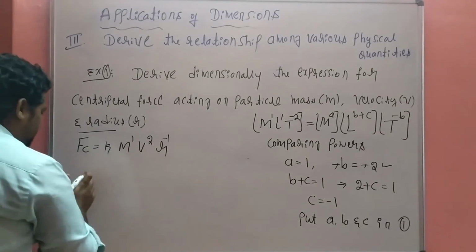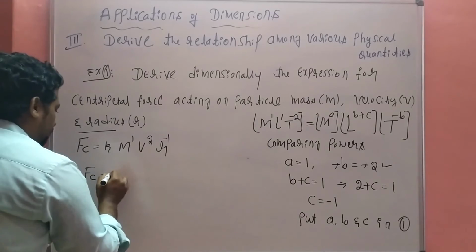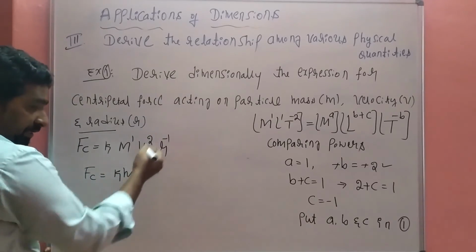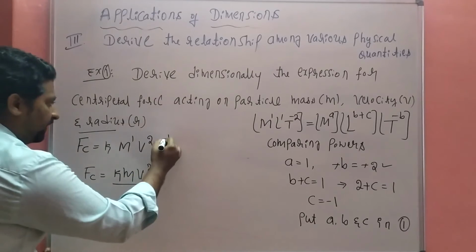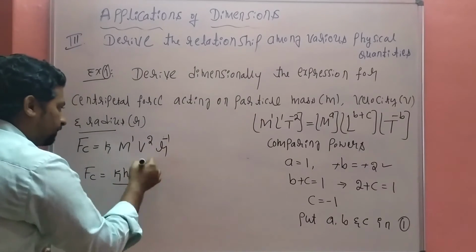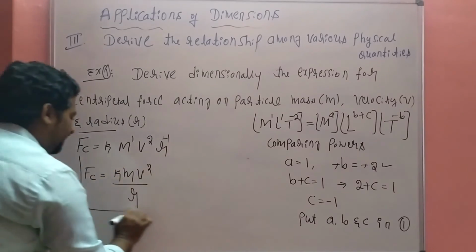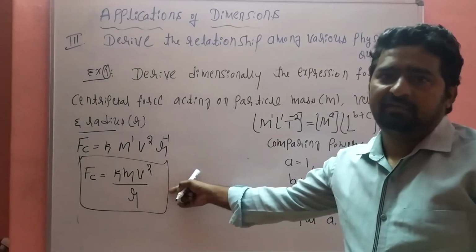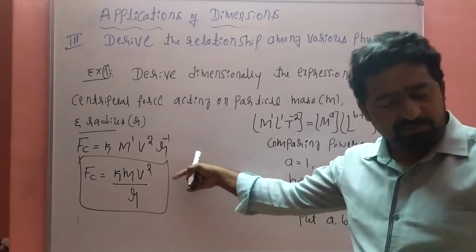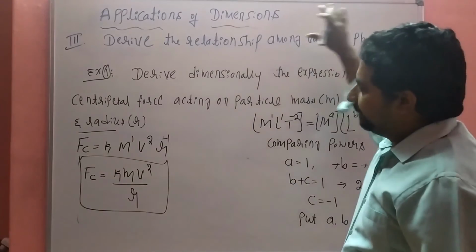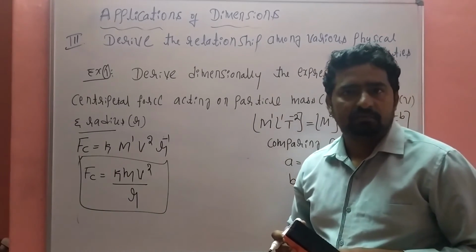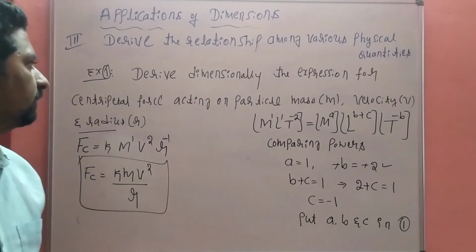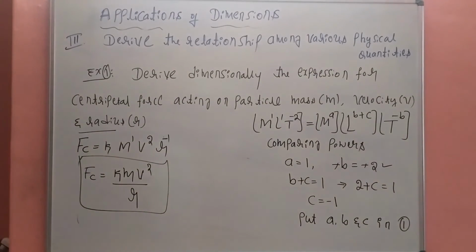Then finally, this is the constant k, m v square, divided by r, since the minus power means it is shifted to r. So the centripetal equation is m v square by r. This is the centripetal force equation by using the dimensional method. This is the first example. Let's see the second example. Please make the notes.